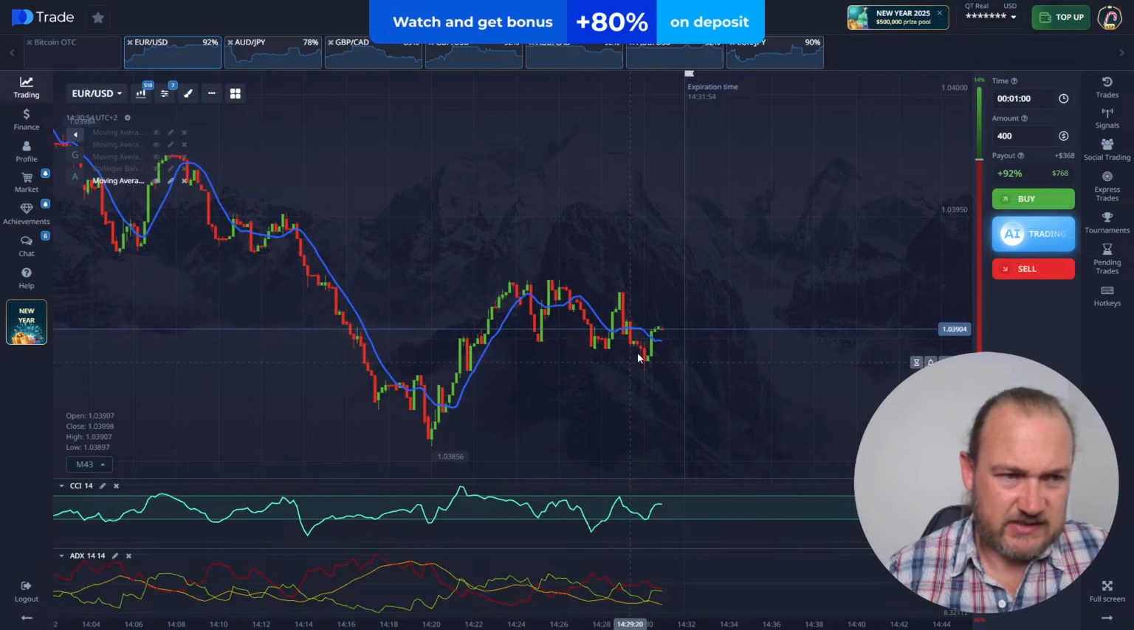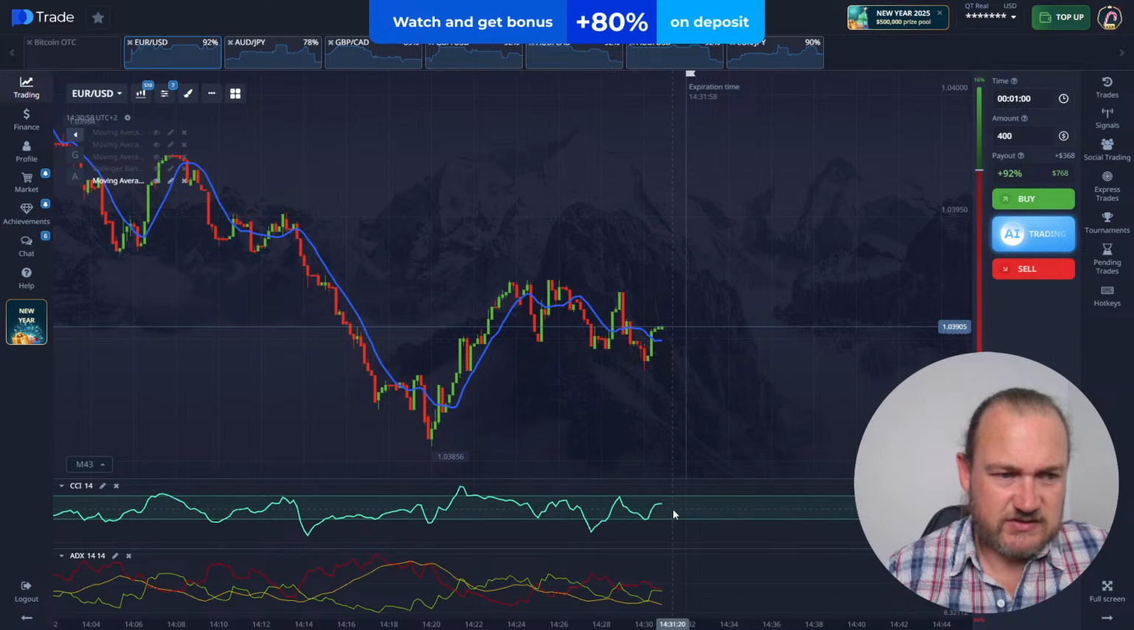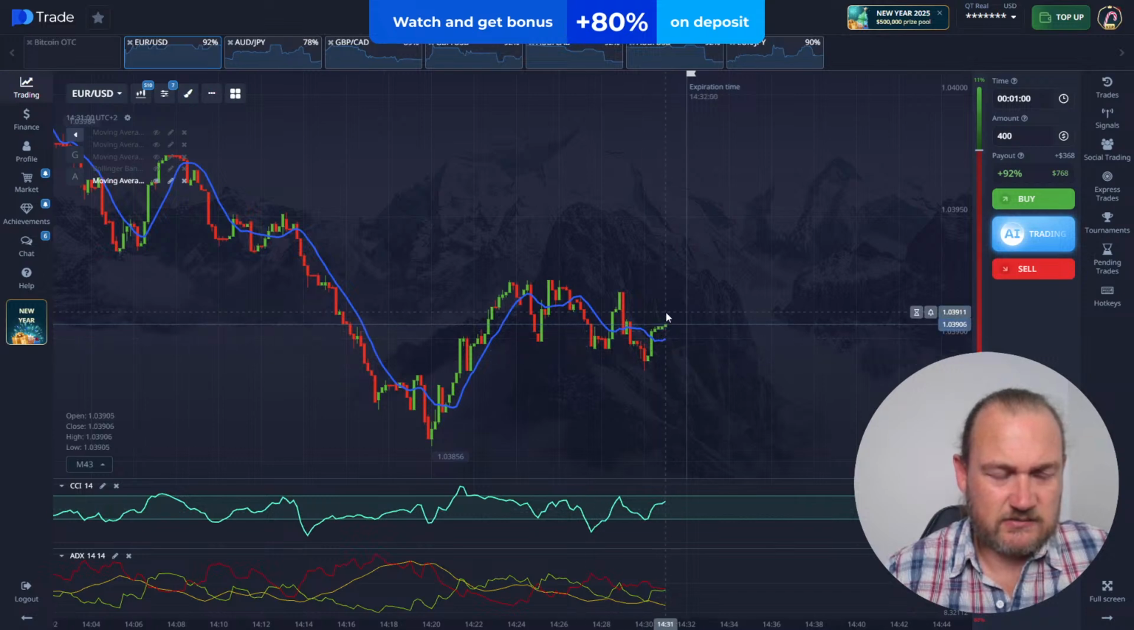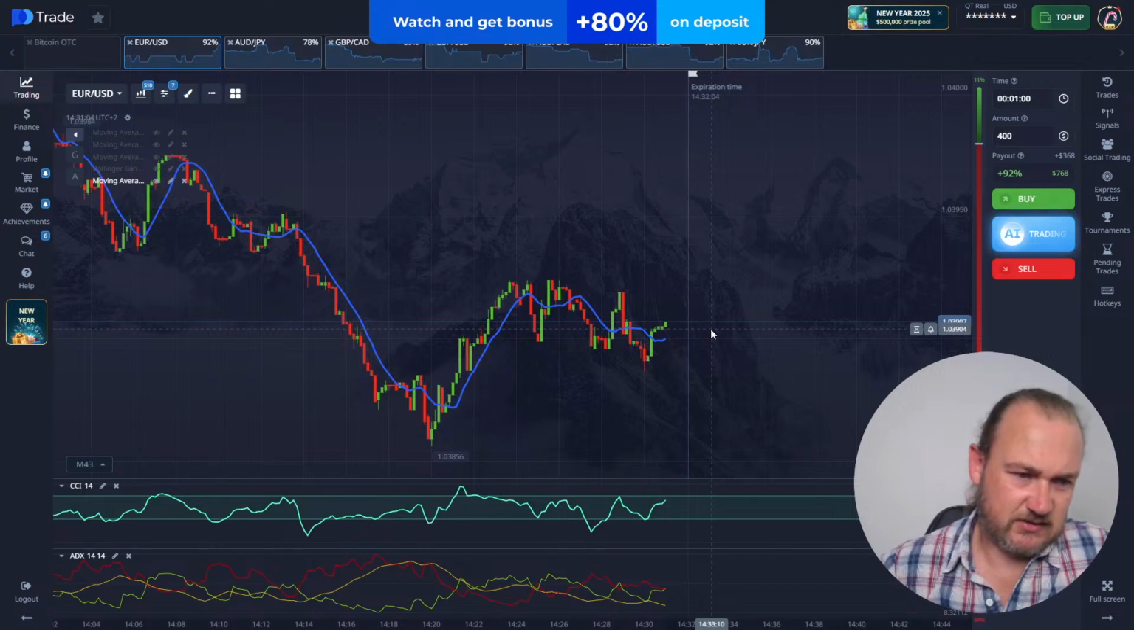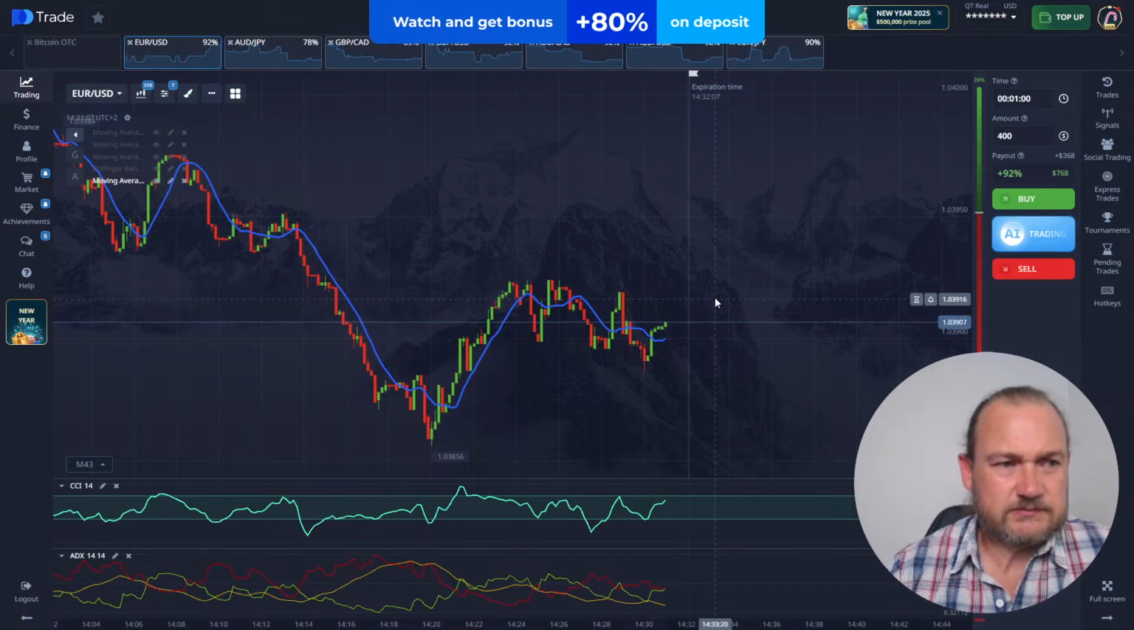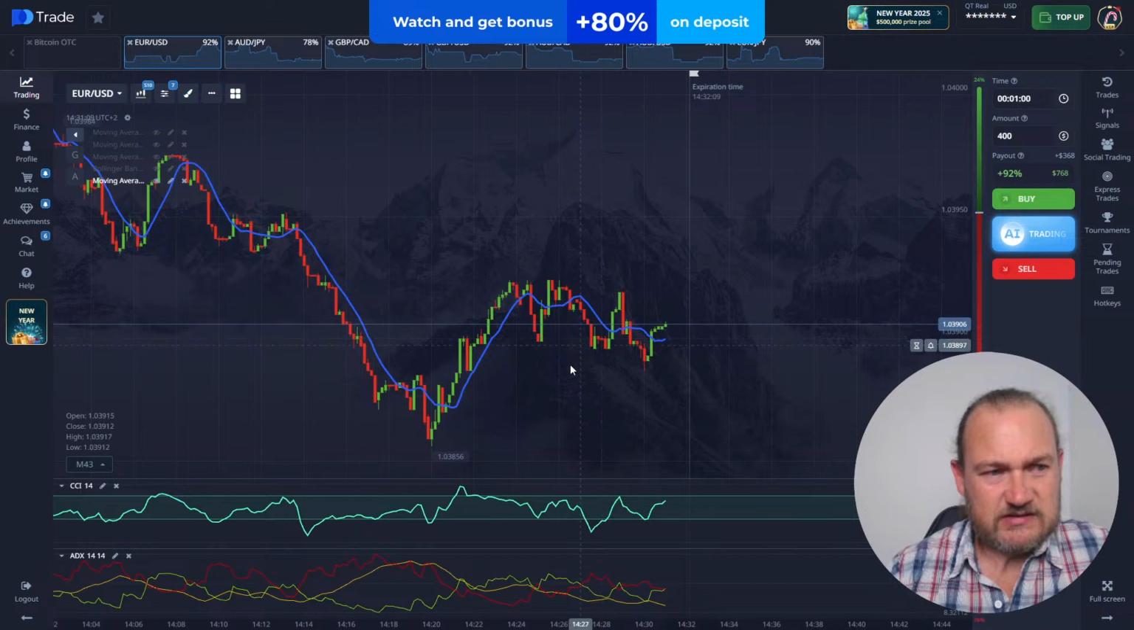We did miss a kind of decent divergence buy here. I was just a few seconds too late to spot that trade, but there was a buy opportunity here as well.